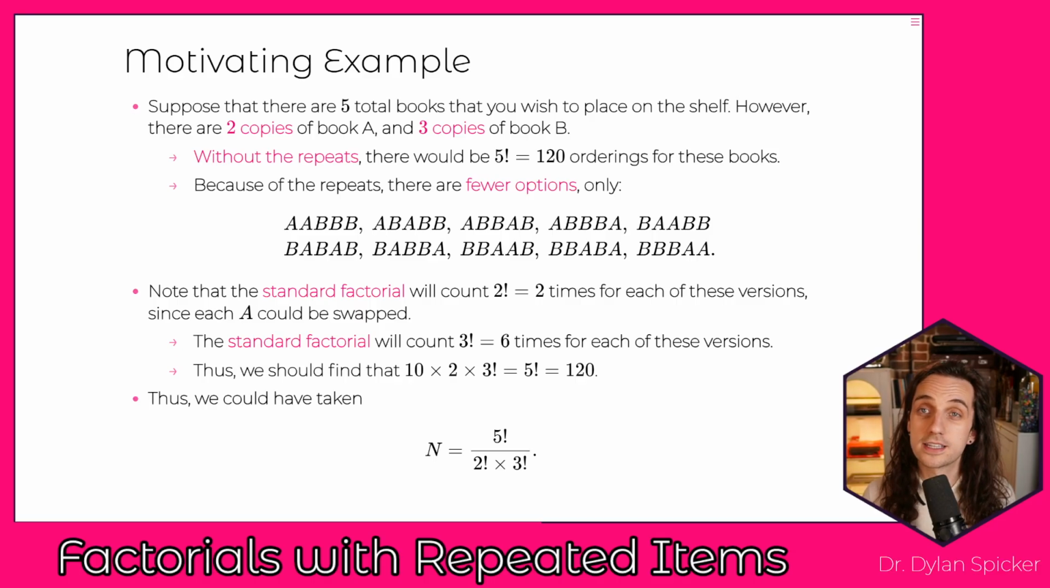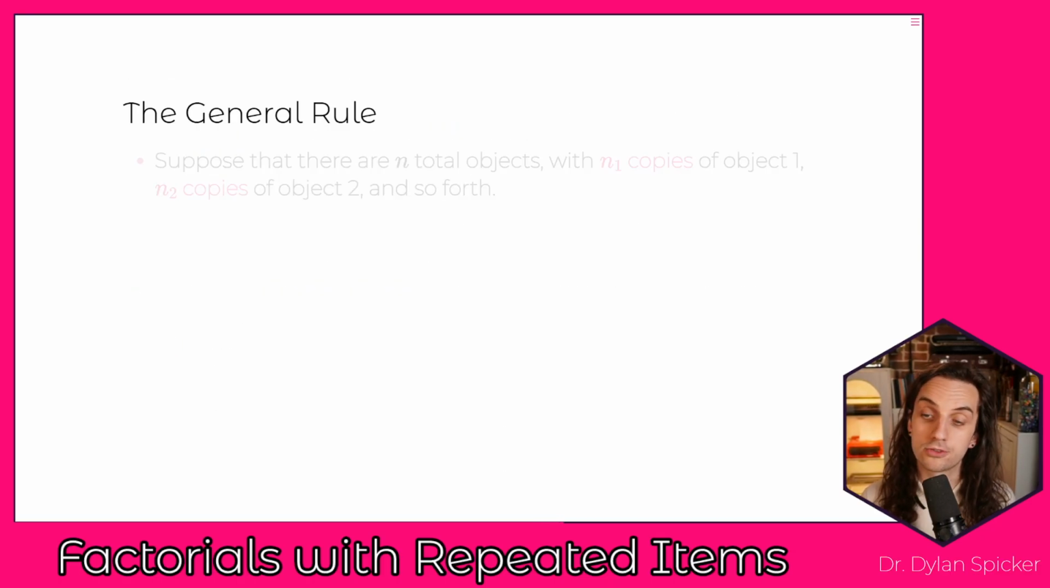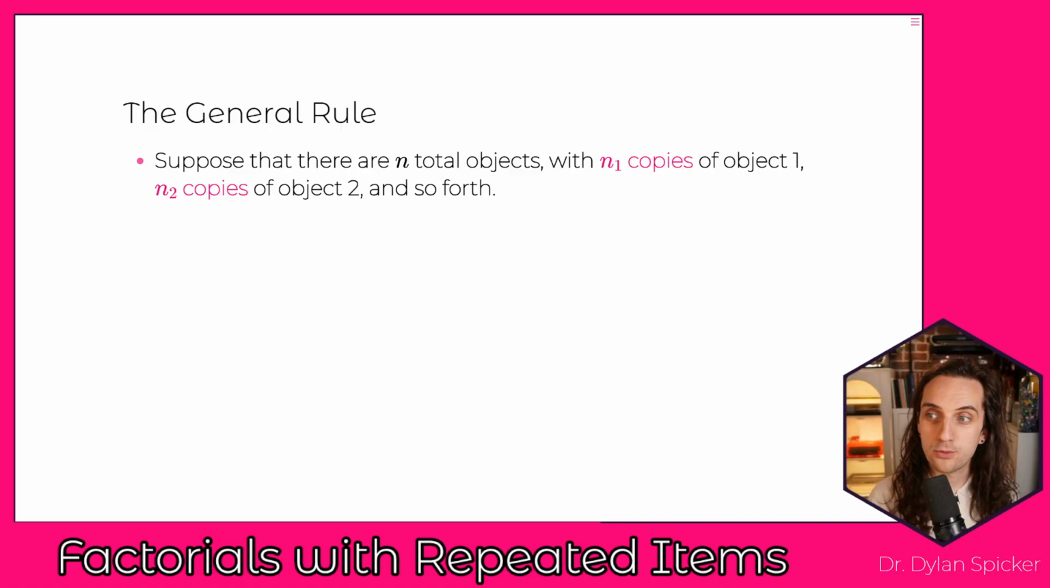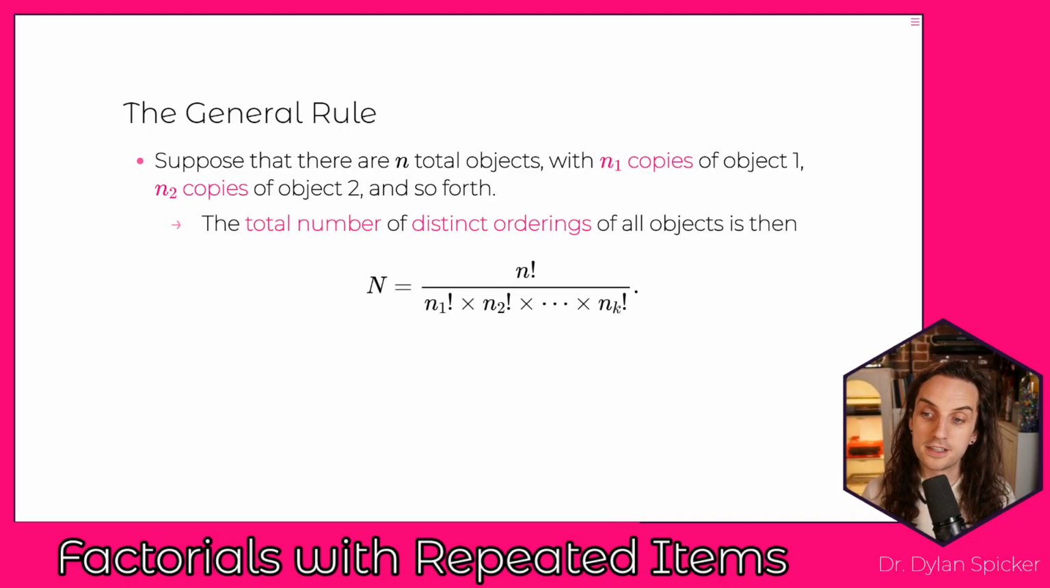So if we take this from the example to the general rule, what is the general rule going to be? Well, if we have n total objects, but there are n1 copies of object 1 and n2 copies of object 2 and so forth, then the total number of distinct orderings is always going to be given by n factorial, the total number factorial, divided by the number of objects of type 1 factorial, the number of objects of type 2 factorial, and so forth, up to the number of objects of type k factorial.